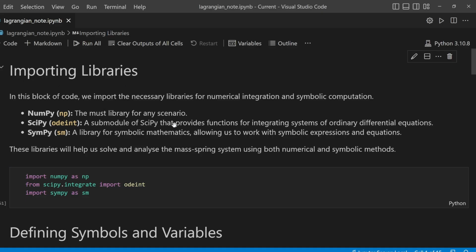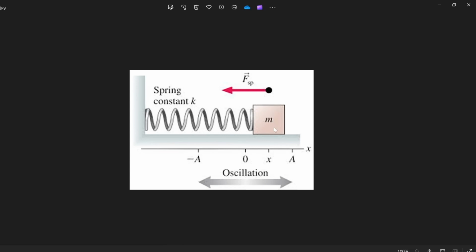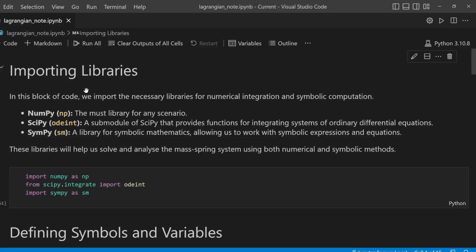Alright, so here we are in our good old Visual Studio Code interface. In this specific problem of the mass spring system, having a mass m and a spring with a constant k, we want to determine the position of the mass and the velocity of it at each time t. Now, we are going to import our libraries.